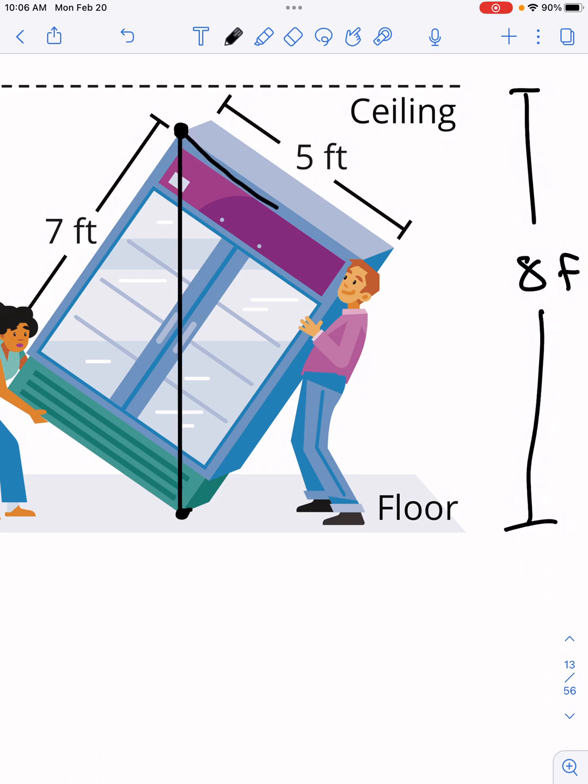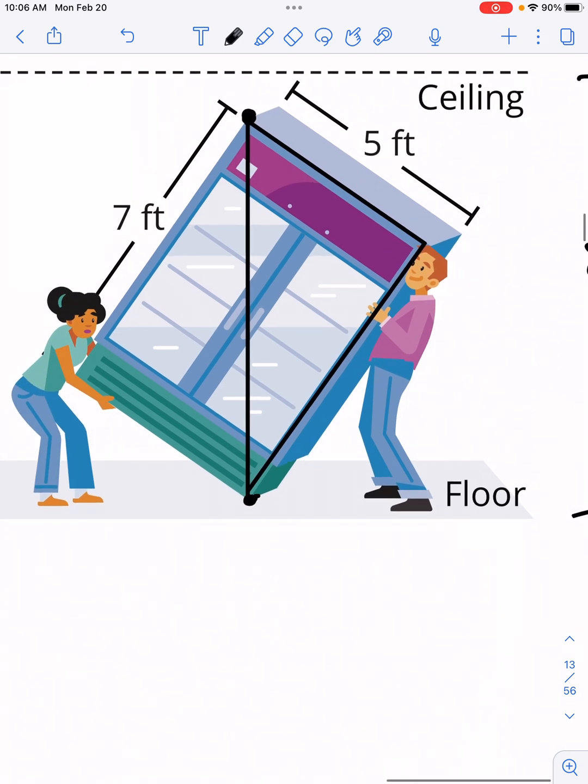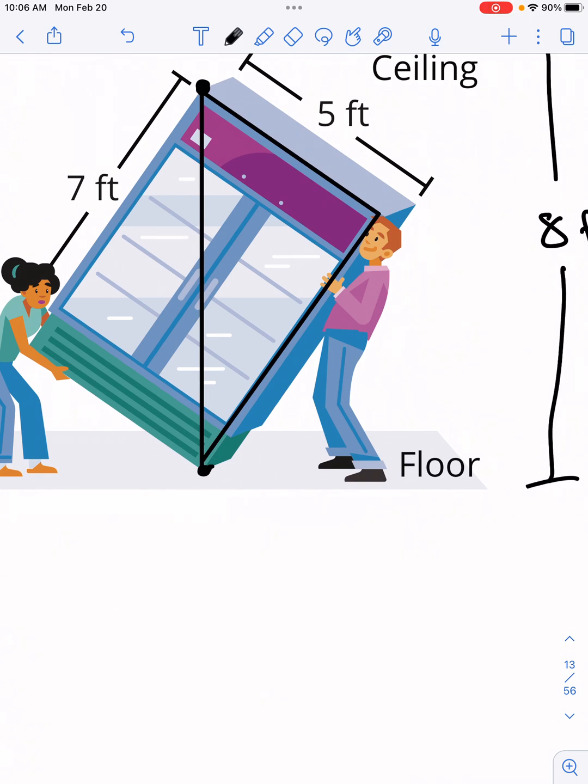I'm just going to trace this part. There are kind of 2 triangles that are formed here, one by this guy, one by the girl. I'm just going to use this one here. So this one is 5 feet wide, and even though we don't have a number here, we know that it's 7 feet long from here.